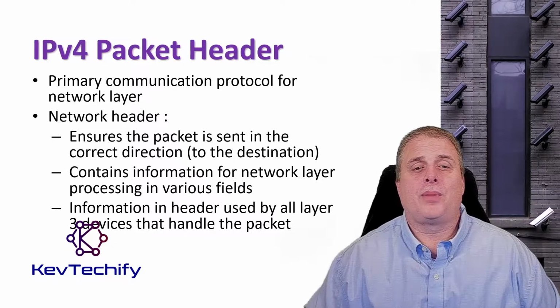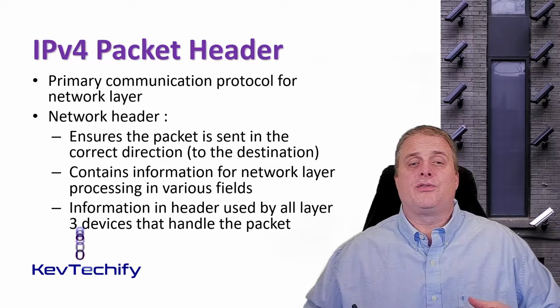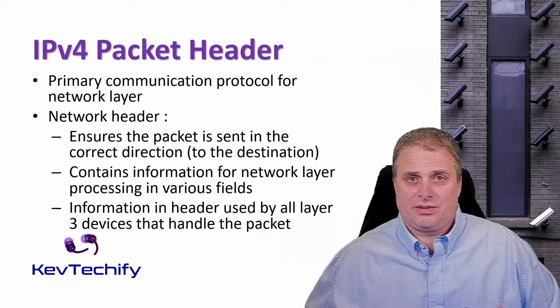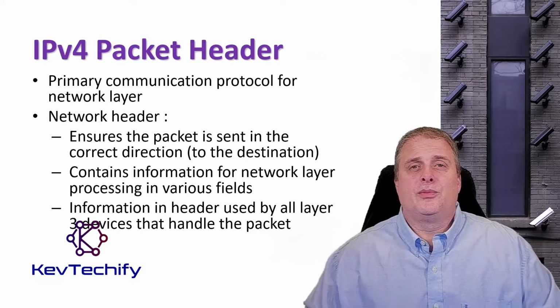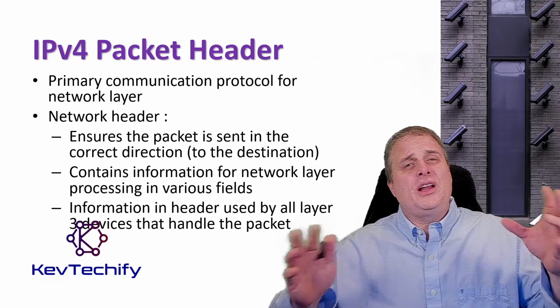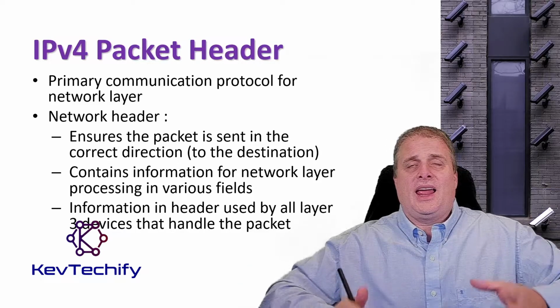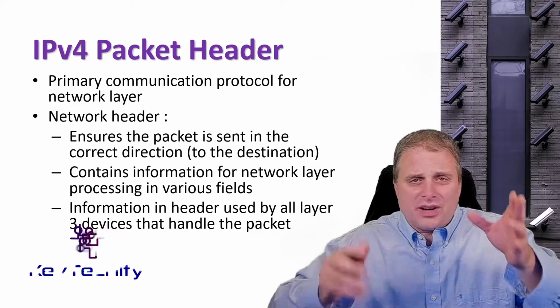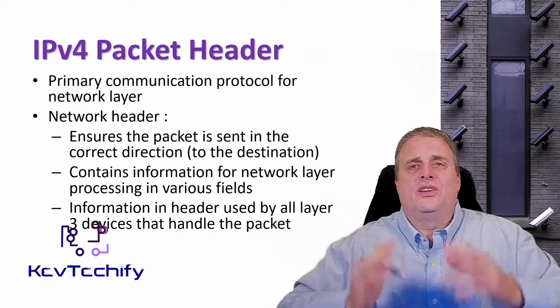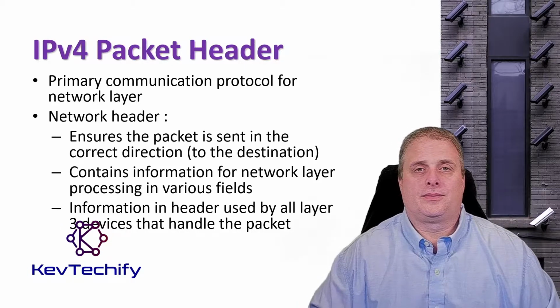The IPv4 packet header also contains information for the network layer processing in various fields. In the next slide, we're going to show you what some of these fields are. The information in the header is used by all layer 3 devices that handle the packet. So between source and destination, all layer 3 devices, all routers, will look at this IPv4 packet header.